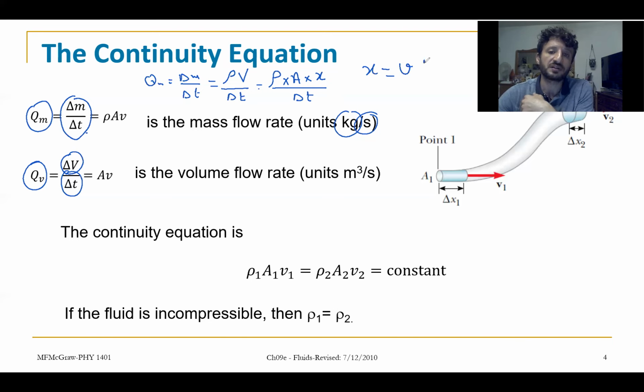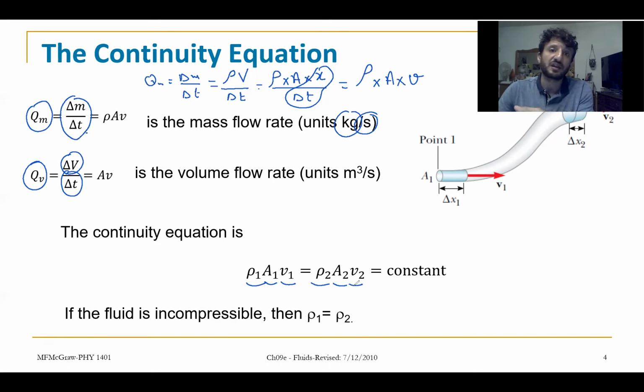In this case, you know the relation between x and v: x equals v times t. So x divided by v equals t, or x divided by t equals v. So we can say here x divided by t equals the velocity of the fluid at this point. We can say here rho times A times the velocity. And you know delta m1 equals delta m2. So we can say here rho 1 times A1 times v1 equals rho 2 times A2 times v2.